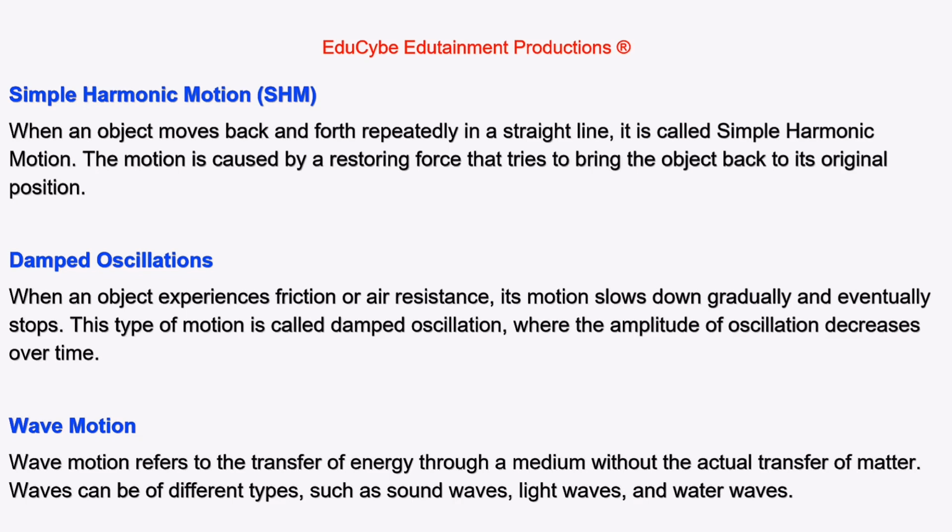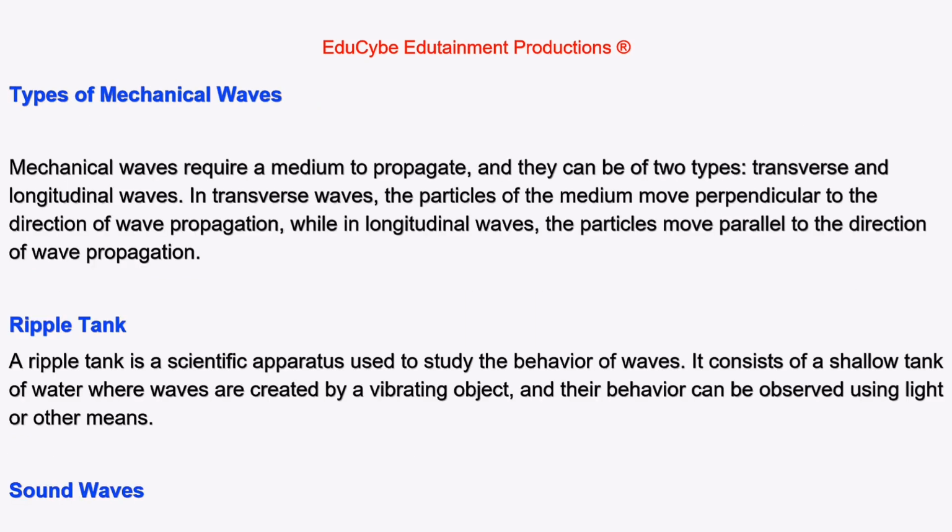Wave motion. Wave motion refers to the transfer of energy through a medium without the actual transfer of matter. Waves can be of different types, such as sound waves, light waves, and water waves. Types of mechanical waves. Mechanical waves require a medium to propagate, and they can be of two types: transverse and longitudinal waves. In transverse waves, the particles of the medium move perpendicular to the direction of wave propagation, while in longitudinal waves, the particles move parallel to the direction of wave propagation.